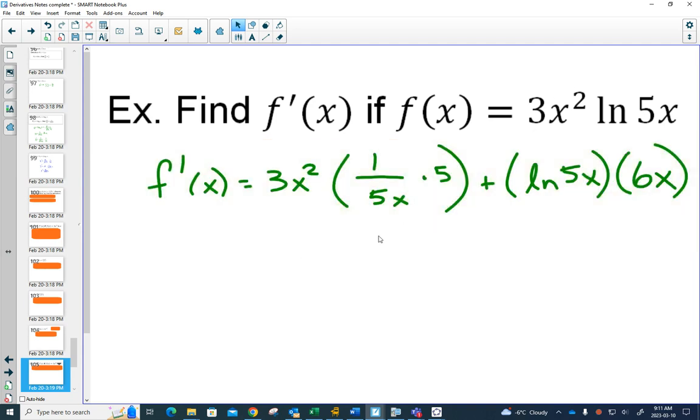Product rule, keep one the same. Derivative of the second one, but do you notice the second one is a chain rule? Because there's a 5x inside of the natural log. So we do the outside function natural log, that'll be 1 over x normally, but 1 over keep the inside the same, multiply by the derivative of the inside. Plus, now keep the second one the same, and multiply by the derivative of the first one.